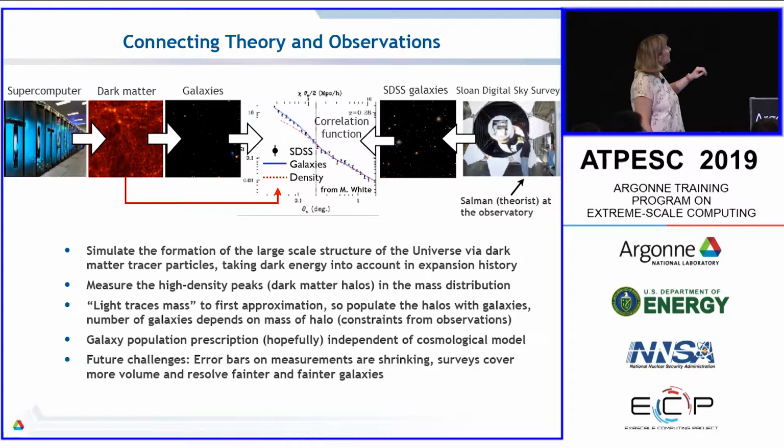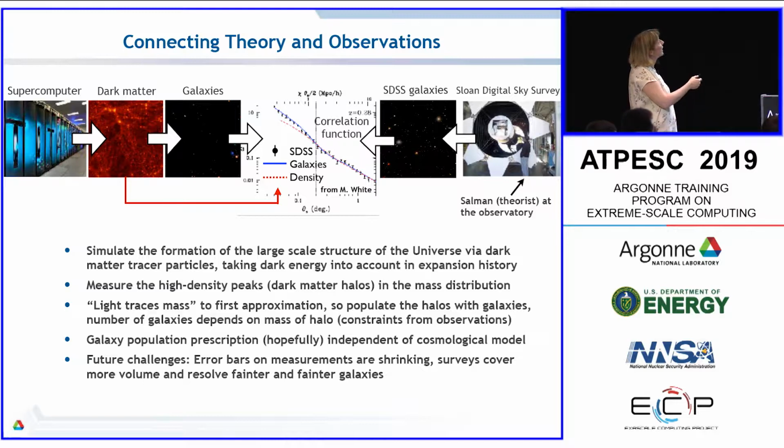So what you see here is like a cartoon of what we do. I told you about the first two blocks, Titan and the dark matter distribution. And on the right, you see the Sloan Digital Sky Survey, from which you saw observations before. You also see Salman, who is sitting there in the audience, who looks very suspiciously at the telescope. He was not allowed to touch it.